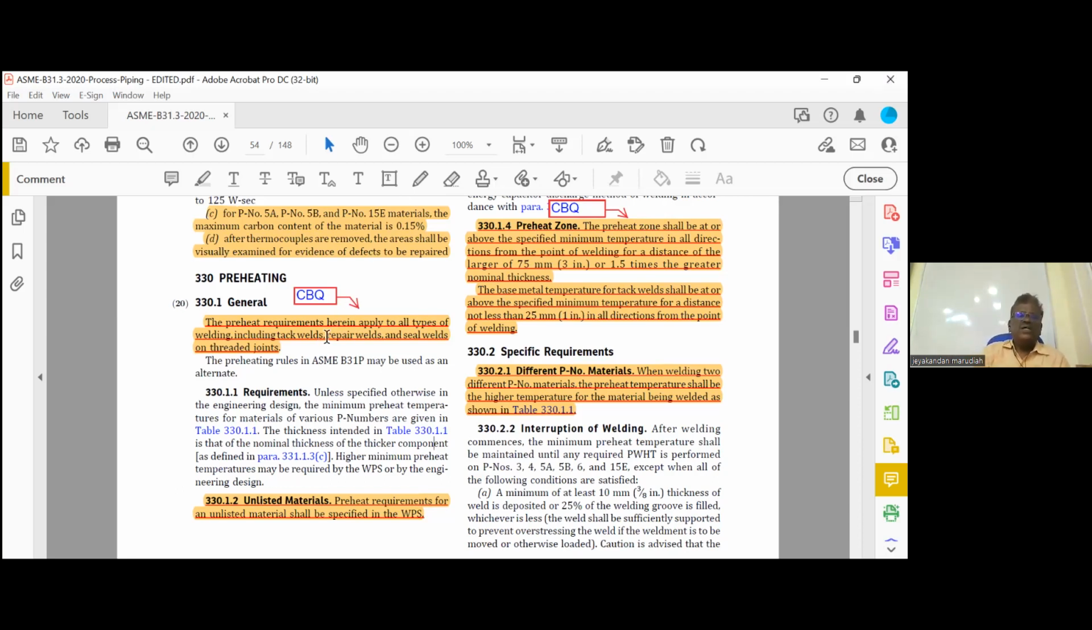So highlight this one. The preheat requirements herein apply to all types of welding, including tack welds, repair welds, and seal welds. That is a closed book question.